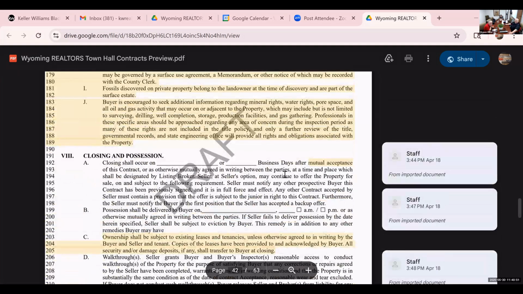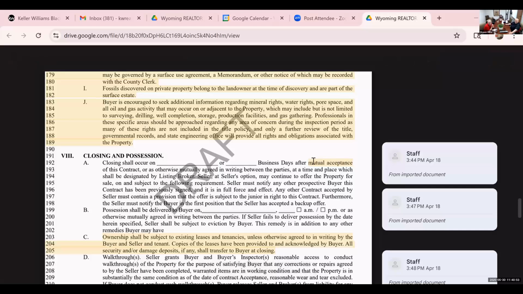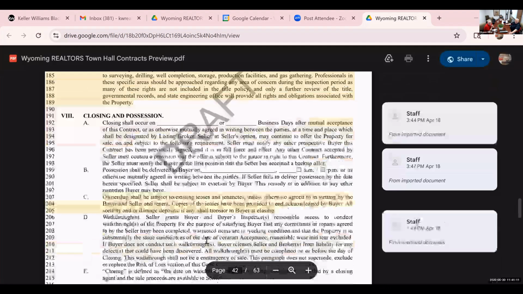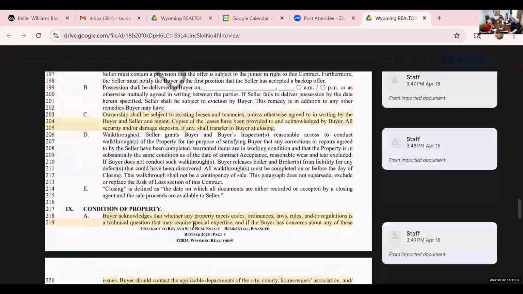Closing shall occur on or business days after mutual acceptance. They added that section in there. You're subject to all the existing leases, tenancies, all that kind of stuff, and they have been provided. So remember when you're writing an offer on something that has leases, this line says that you've already been provided with all of those leases. If you haven't, line that section out and make sure that you request them and a deadline in the additional provisions.